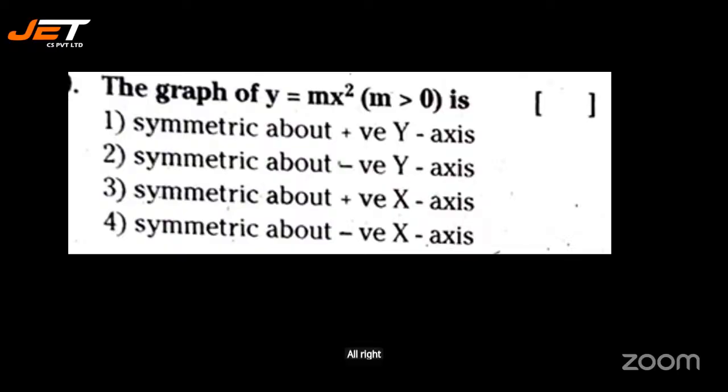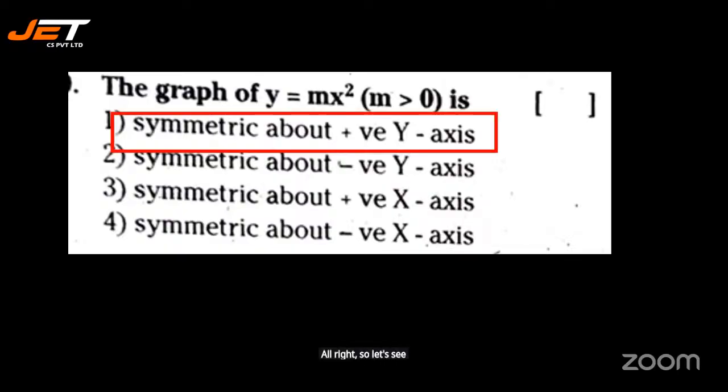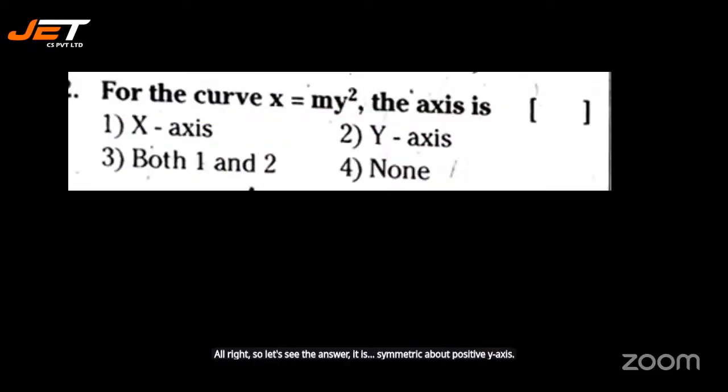All right. So let's see the answer. It is symmetric about positive y-axis. All right. See the next question. For the curve x is equal to my square, the axis is dash. Is it x-axis? Is it y-axis? Is it both 1 and 2 or is it none?